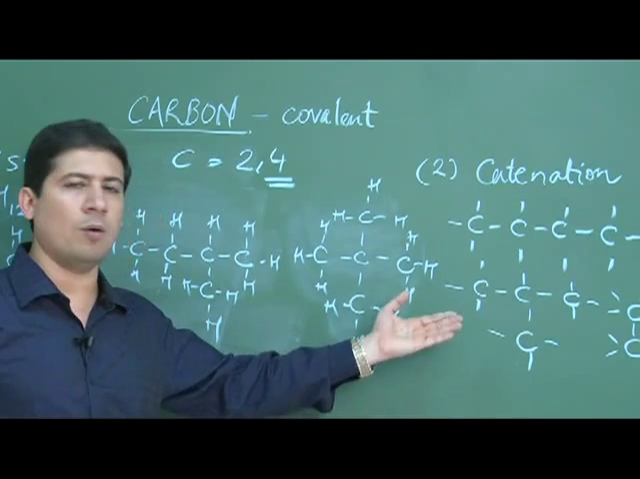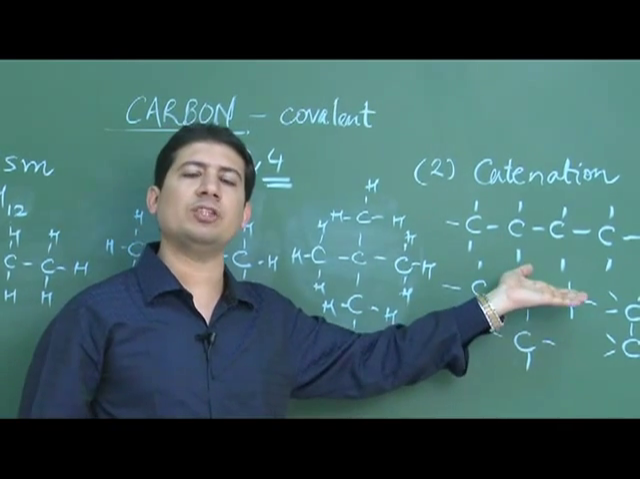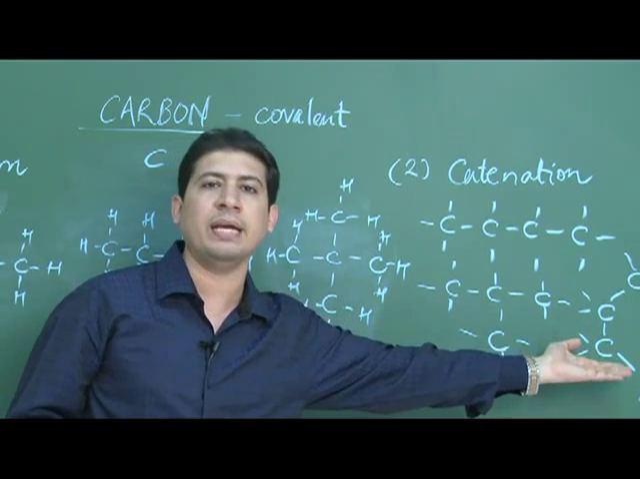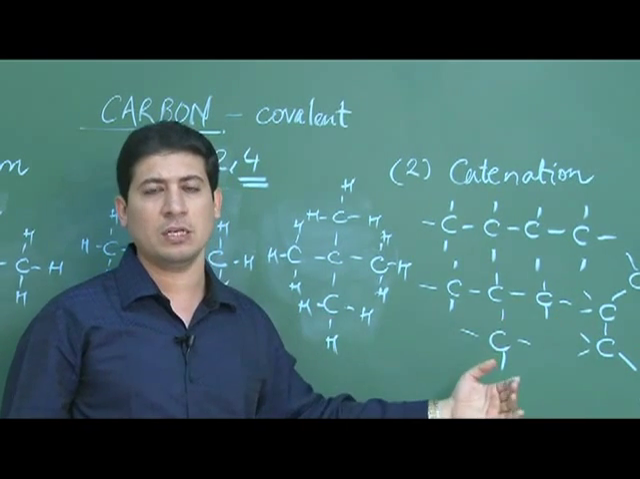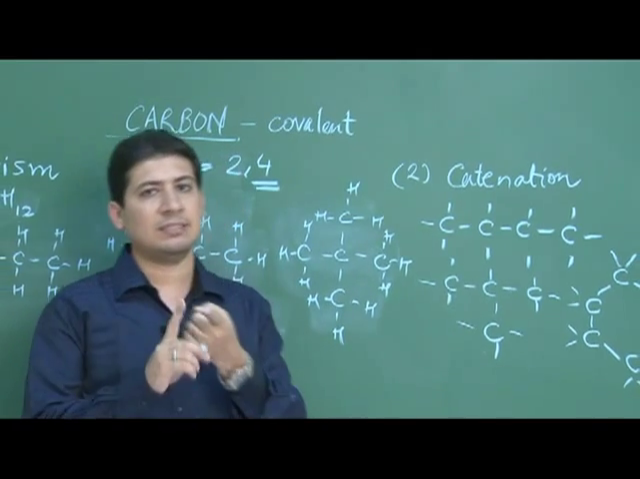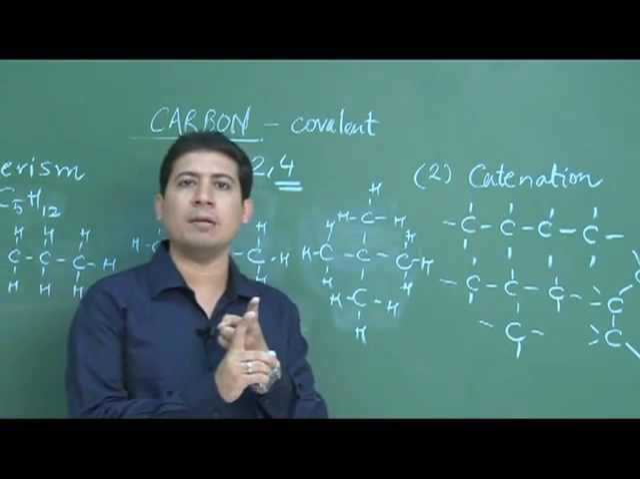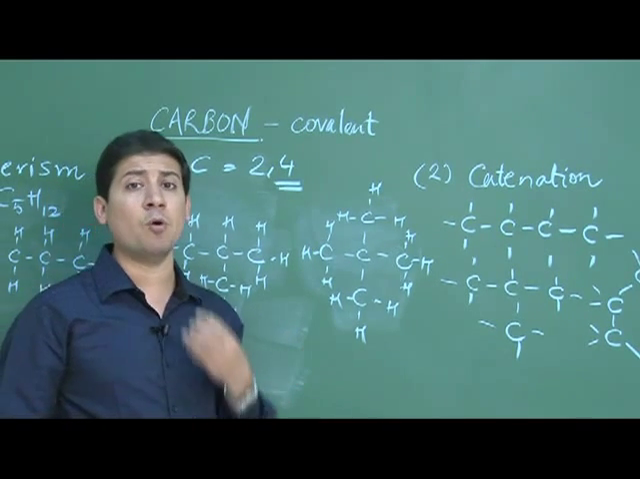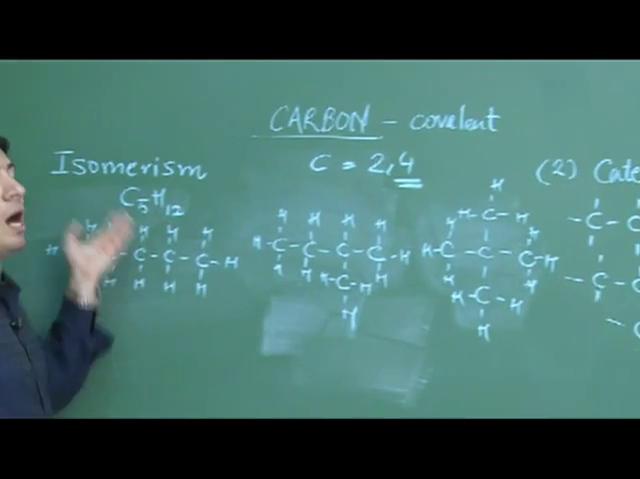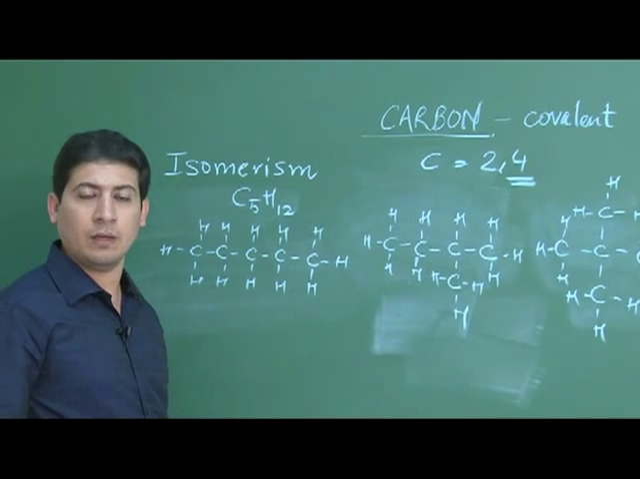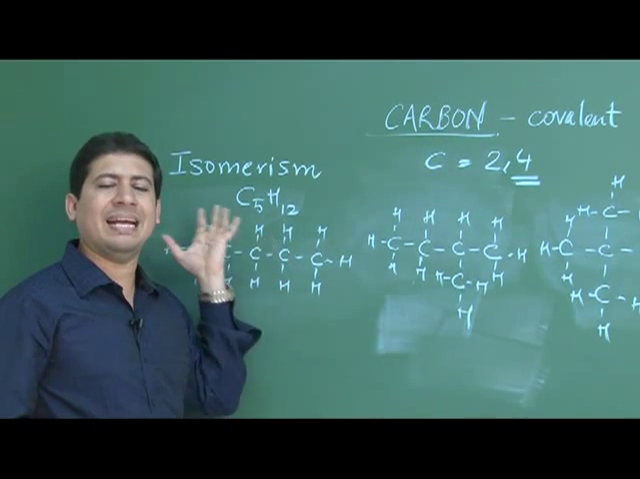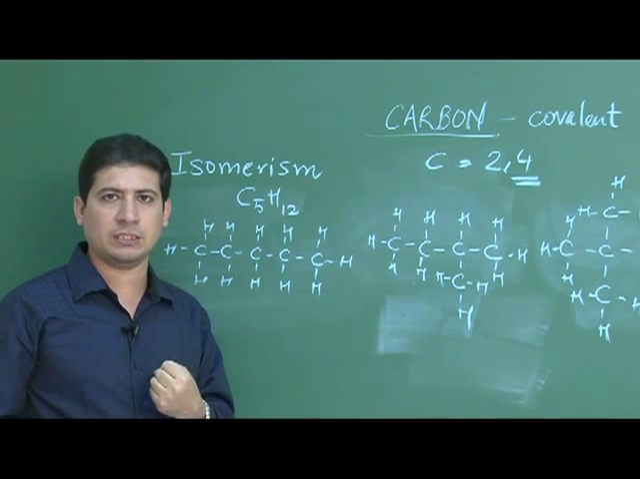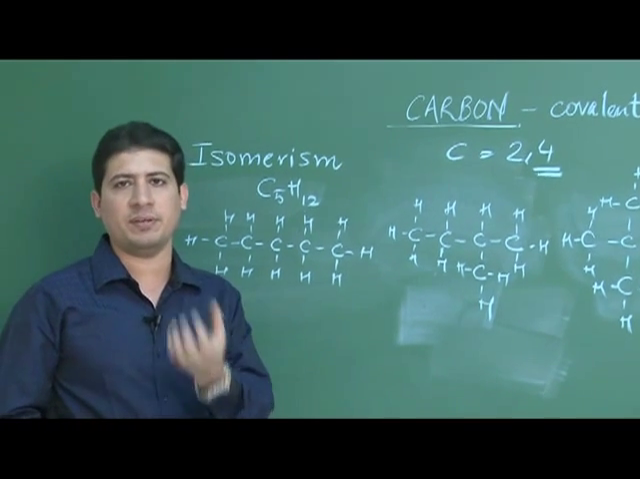Thereby it can form different types of compounds: straight chain compounds, branch chain compounds, closed chain or closed ring compounds. And of course, due to this it can even have single covalent bond, double covalent bond and a triple covalent bond. And last but not the least and the most important thing is isomerism. The carbon element shows isomerism.